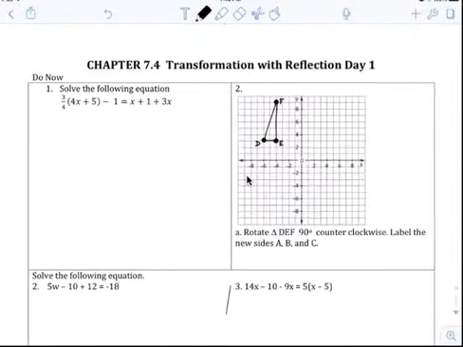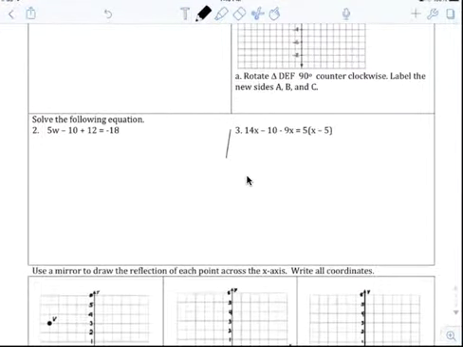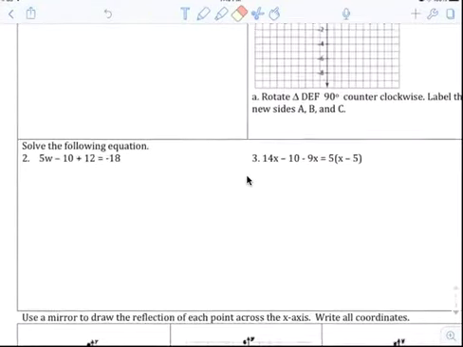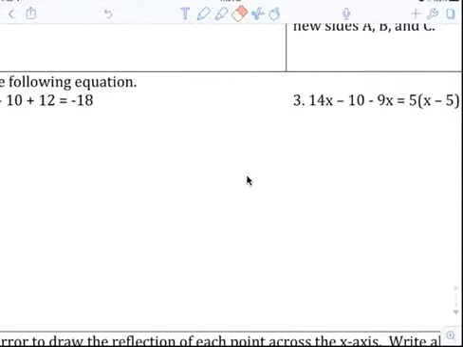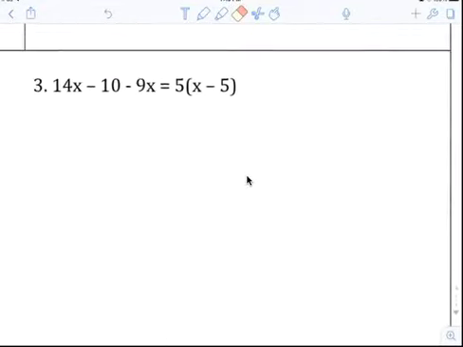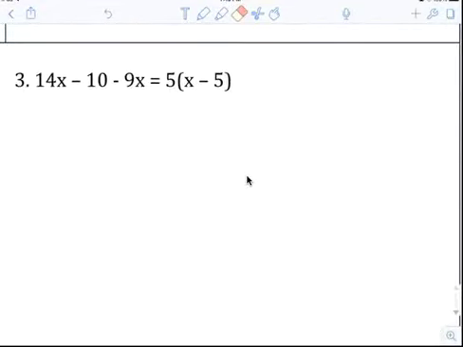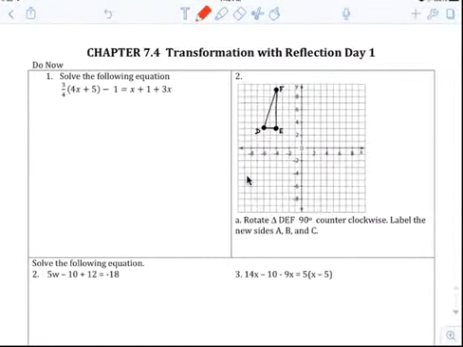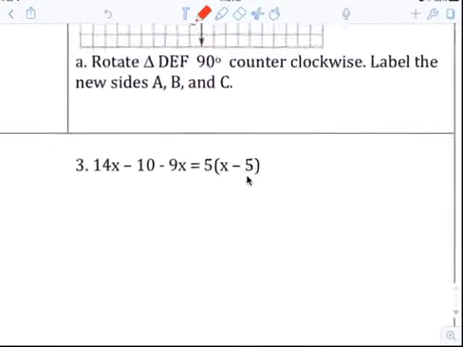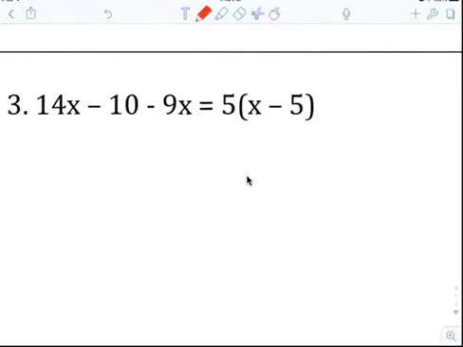We did number 1 and 2 in class. This other 2, I think we did in class also. This 3 here, we did not. Some classes I did and some classes I did not. So if I did not, this is, by the way, 7.4 transition with reflection day 1.